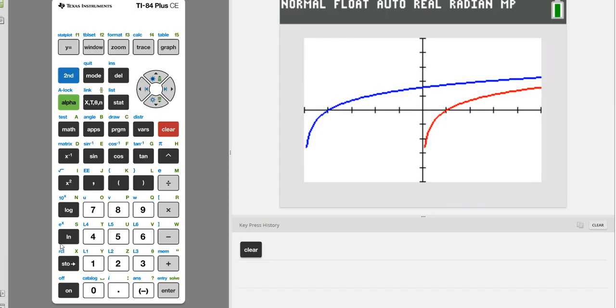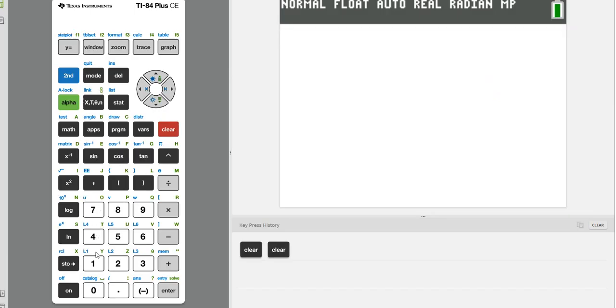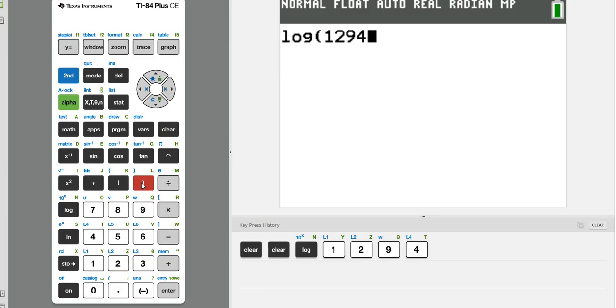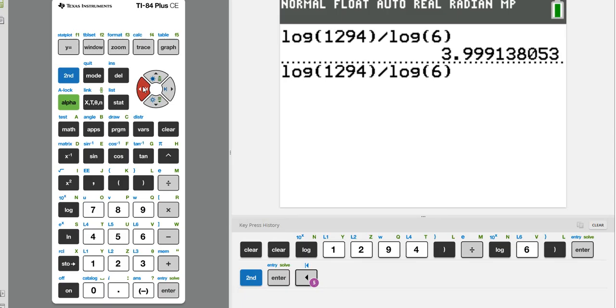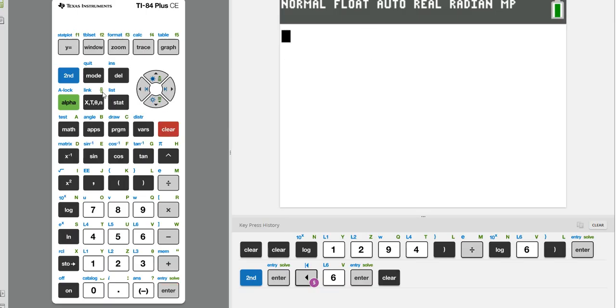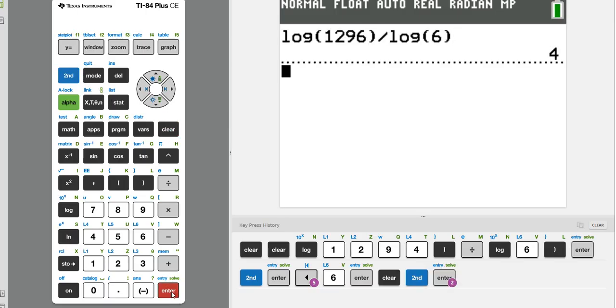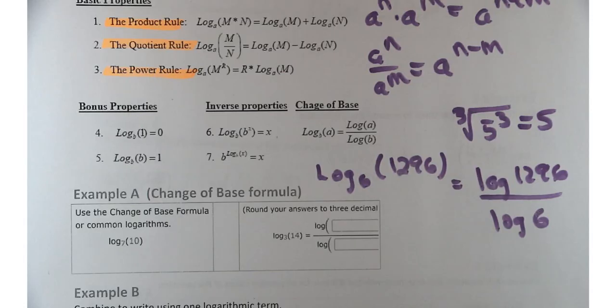So let's take a look. Clear this out. Log of 1296 divided by log of 6, and bam. Oops, I did 1294. I should have done 1296. I was looking at that going, wait a minute, I expected something to work out nice and even. There we go. Should get a nice even 4 on that one. So if you have to, then that's one way you can work with logarithms if you don't have that key on your calculator.